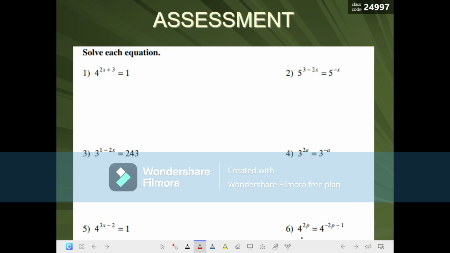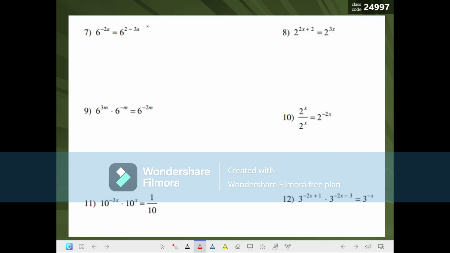Number 6. 4 to the power of 2p is equal to 4 to the power of negative 2p minus 1. Number 7. 6 to the power of negative 2a is equal to 6 to the power of 2 minus 3a. Number 8. 2 to the power of 2x plus 2 is equal to 2 to the power of 3x. Number 9. 6 to the power of 3m times 6 to the power of negative m is equal to 6 to the power of negative 2m.